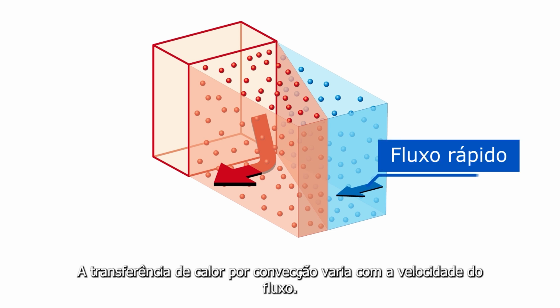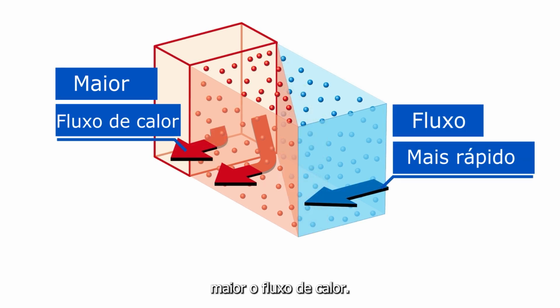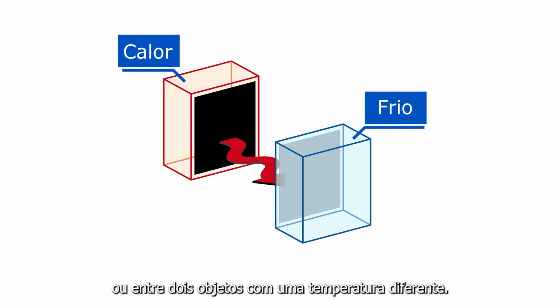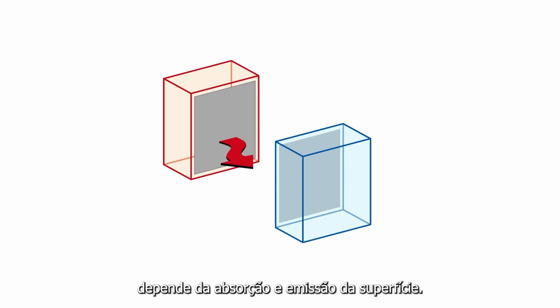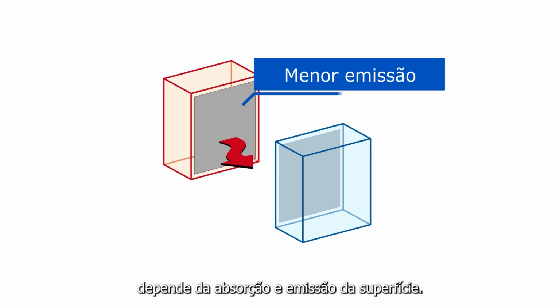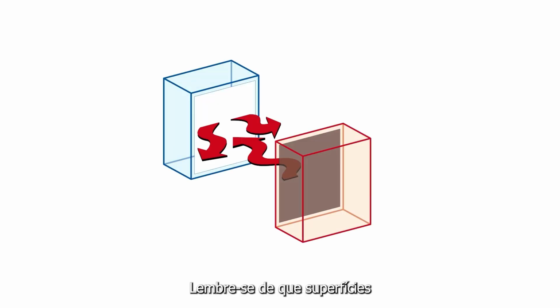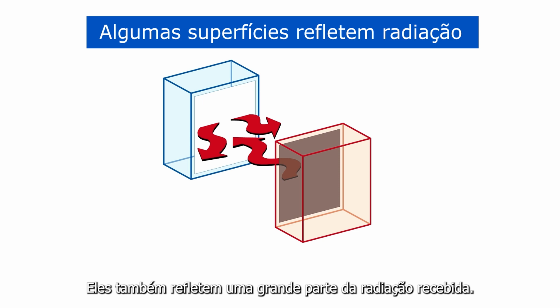Convective heat transfer varies with flow speed. The higher the flow speed, the higher the heat flux. The third mechanism is through radiation, for example, from the sun to a wall or between two objects with a different temperature. Radiative heat transfer depends on the surface absorption and emission. The lower the emission, the lower the heat flux. Please remember that surfaces such as bare metals not only have a low emission, they also reflect a large part of the incoming radiation.